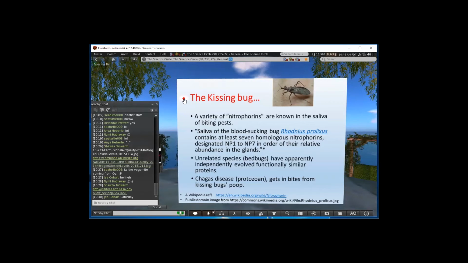This functionality is so useful for parasites that unrelated bugs have their own nitrophorins as well. The kissing bug is quite annoying because it's a carrier for Chagas disease. And it's essentially a protozoan that'll get in the bites and infect you, because what the kissing bugs do is they feed, they make a wound, and then they essentially poop right there and then walk all over it, or you itch and scratch. So the protozoans get in through these bites, and it's very unpleasant.